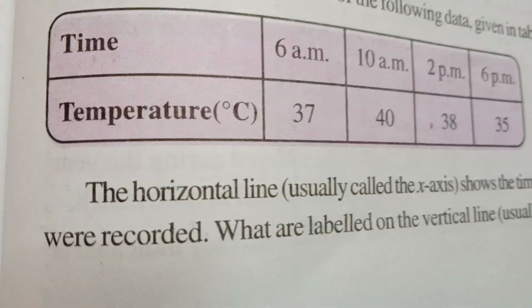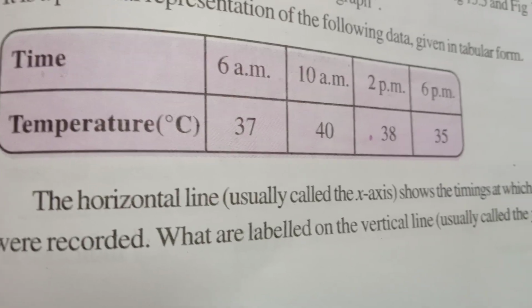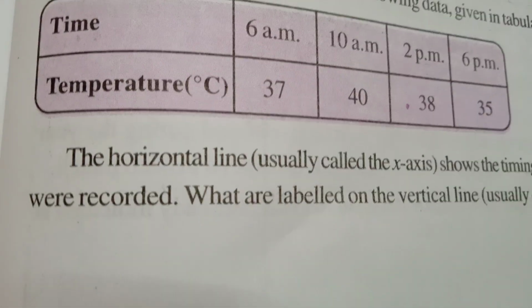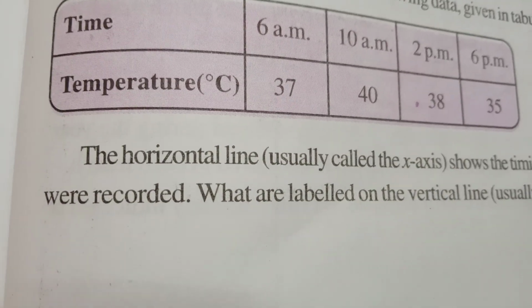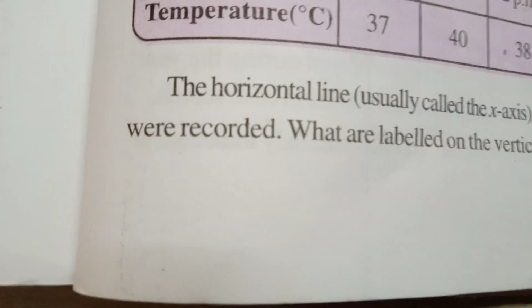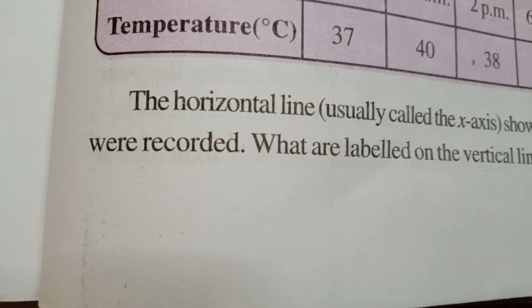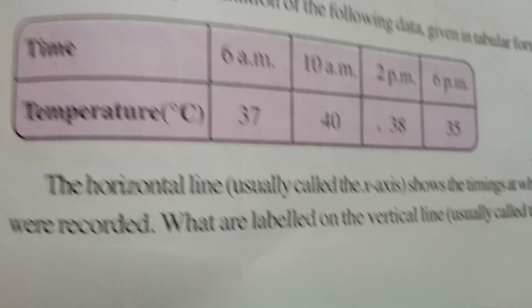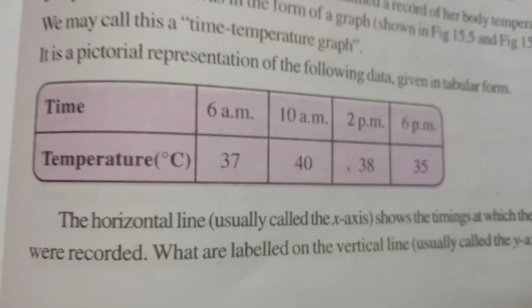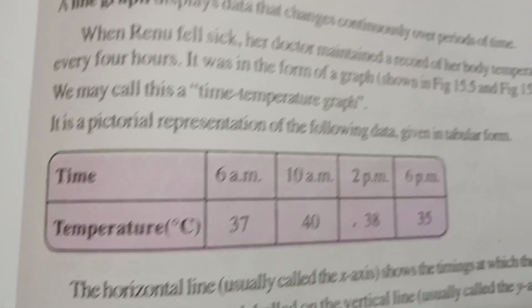So the horizontal line usually called x-axis shows the timings at which the temperatures were recorded, and they are all labeled. A vertical line is usually called y-axis. So till now we have learned the horizontal line is called x-axis and the vertical line is called y-axis.